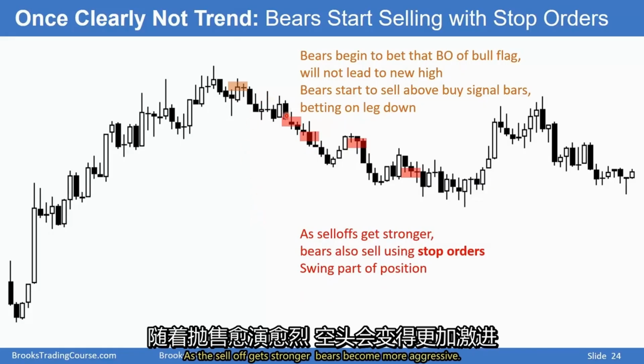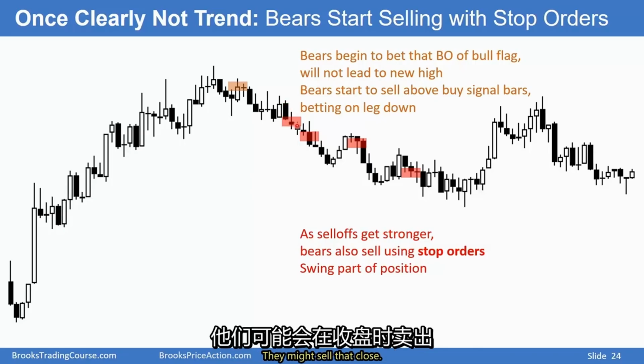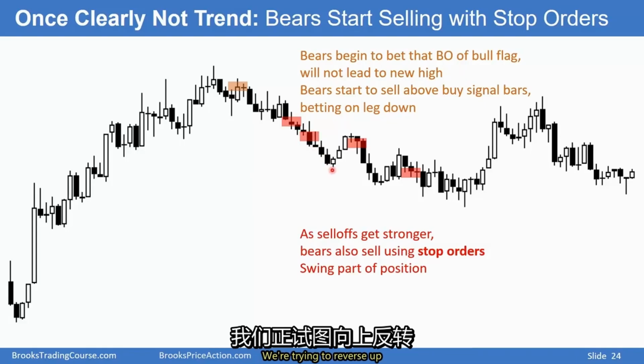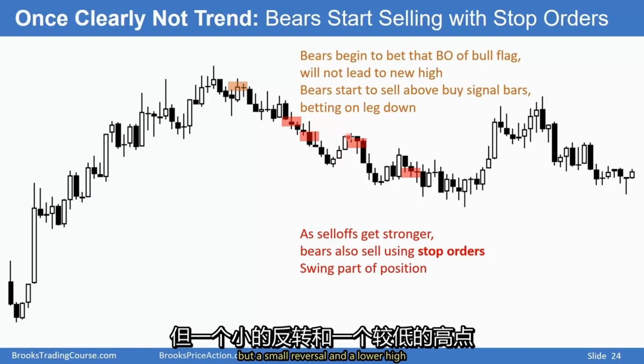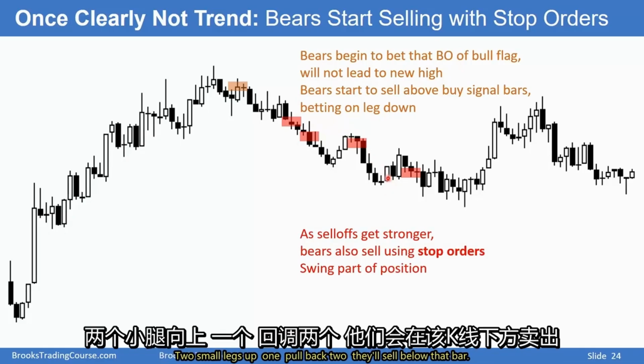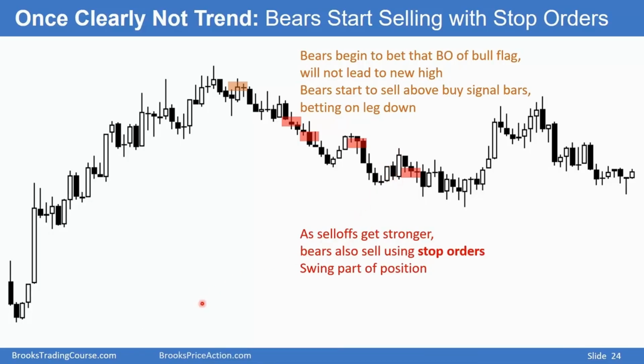As the sell-off gets stronger, bears become more aggressive. Here's a bear bar and a follow-through bar. They might sell that close. They might sell below this inside bar. We're trying to reverse up, but a small reversal and a lower high, they'll sell below that bar, betting that the bear swing will continue down. 2 small legs up, 1 pull back 2, they'll sell below that bar. It's becoming a bear trend.